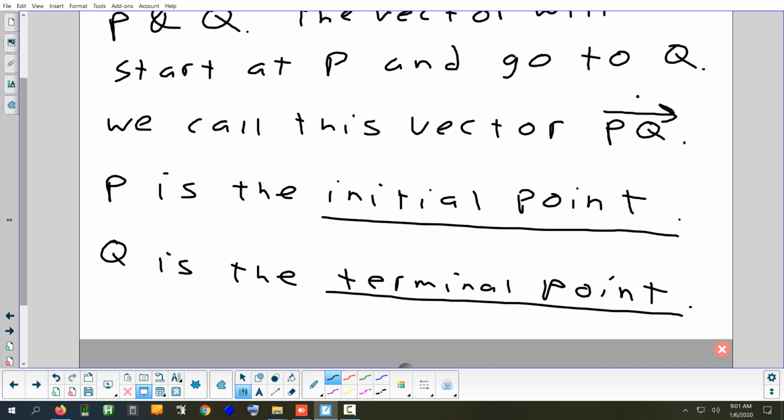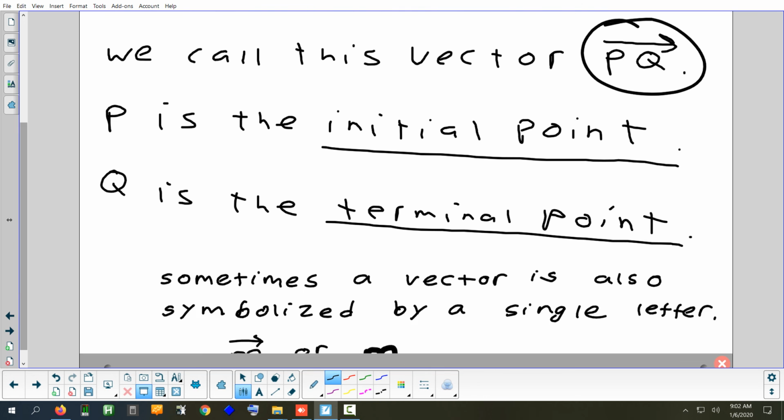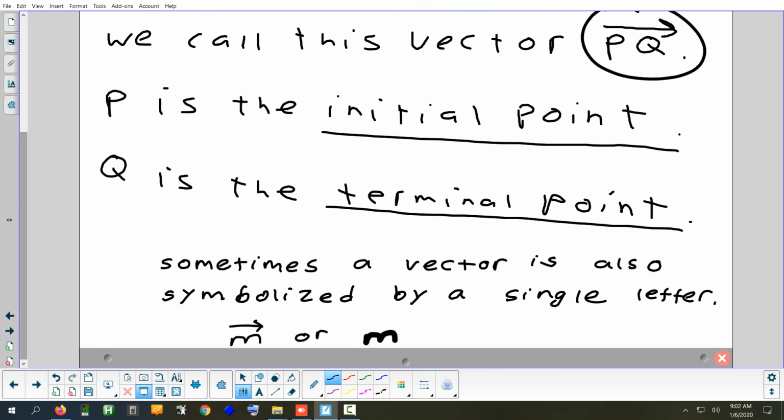Now, one reason I don't like that notation as much is because, especially if you're on a computer or something, that's not always the easiest thing to do. I mean, how do you write a P and a Q and then put something above it? You can. It's kind of annoying though. So the other way that you can represent a vector is you can use a single letter with an arrow above it.